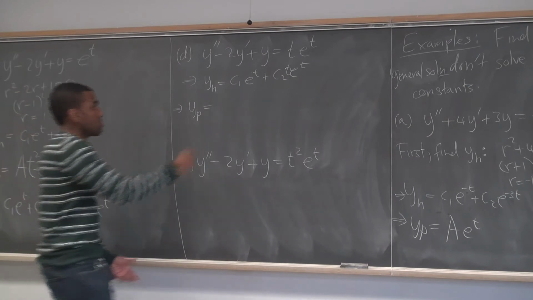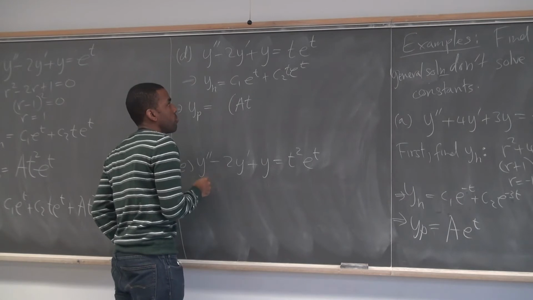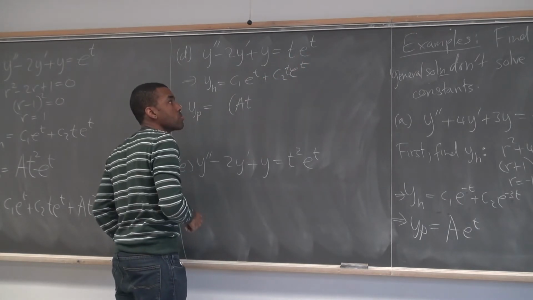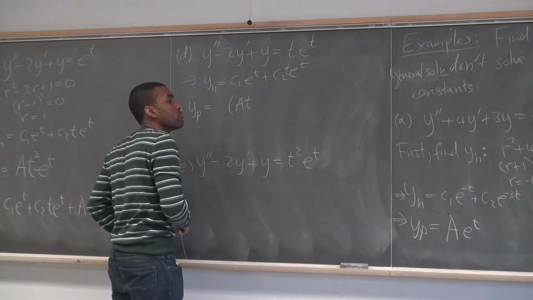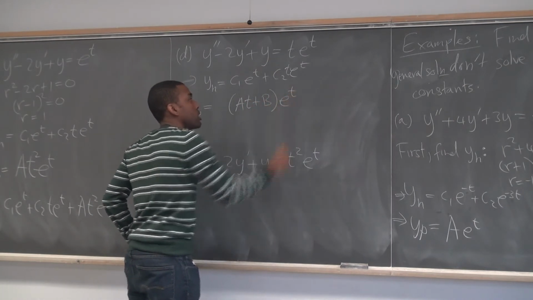A t squared? No. A t plus b. Make it look like g. I have a particular first degree polynomial here, so a t plus b, times e to the t.